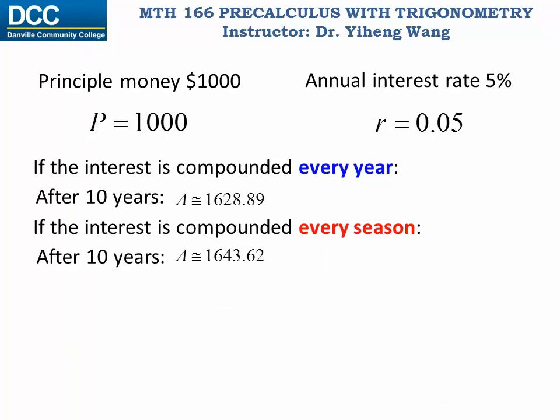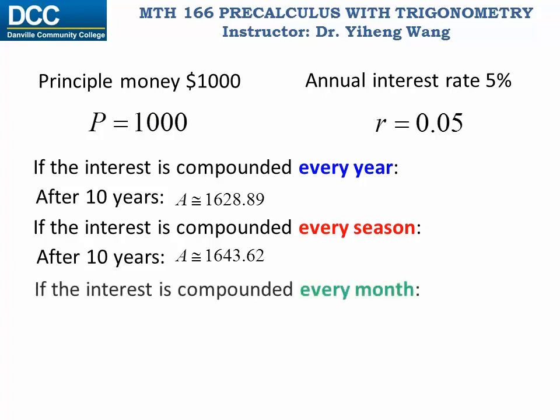So at this point, you probably realized that if your interest is compounded every season, that is better than your interest being compounded every year. That will give you a higher balance. But what if your interest is compounded even more frequently? What if your interest is compounded every month? That's 12 times per year. What will be your balance again after 10 years?